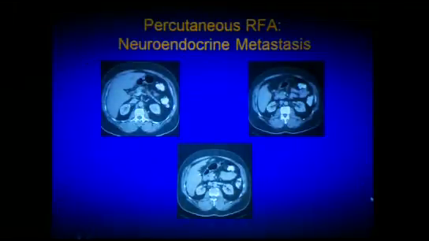Here's another patient who had a neuroendocrine tumor. They were diagnosed back in 2005, had bowel resection but continued to have symptoms. They had very, very small tumors that lit up on the octreotide study and also enhanced under CT. There's a nodule here. There's a nodule here. There's several tiny nodules here in the retroperitoneum in the perihepatic space.